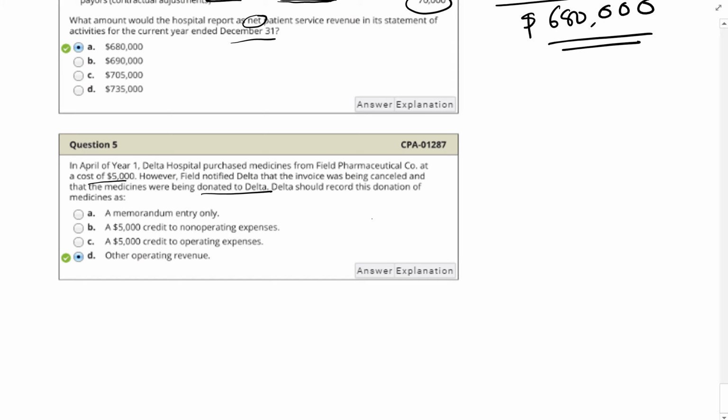So yes, of course they are receiving it, and they have to record it as a revenue. It's not only a memorandum, and you cannot credit your operating or non-operating expense. They will record it as other operating revenues, and when they use those medicines, they may show it as an expense.